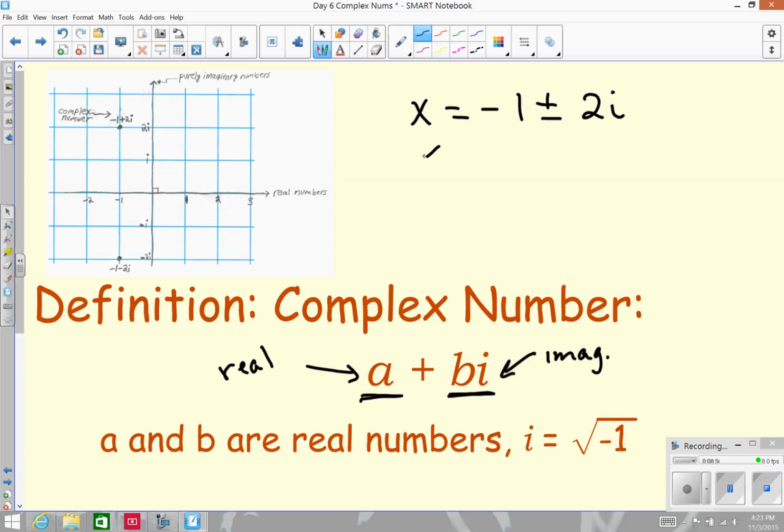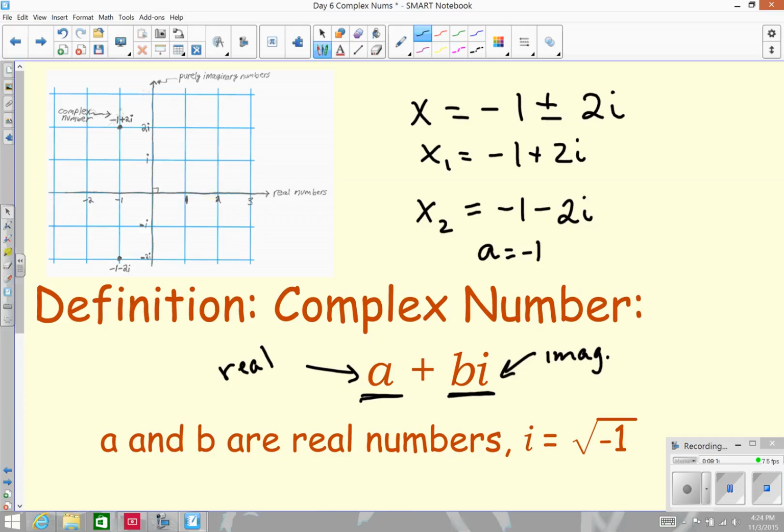The first one I can call x1 being negative 1 plus 2i. The second one I can call x2 being equal to negative 1 minus 2i. So for that answer, A is represented by negative 1. That's the real part, and that's where I move on the real axis when I plot these.